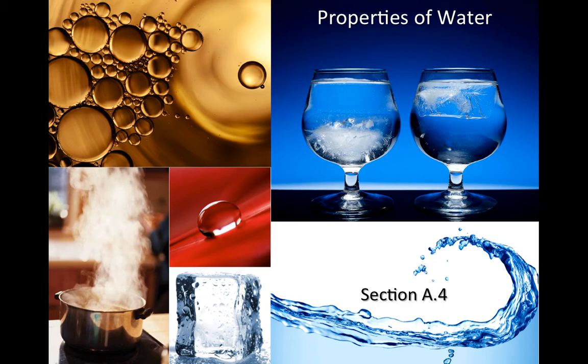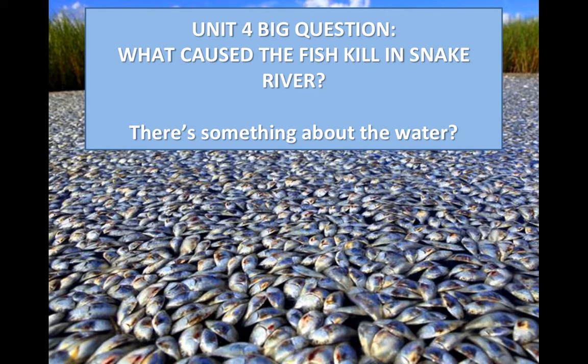Alright, today we're going to talk about the properties of water, which is located in section A4 of your textbook. Unit 4's big question is, what caused the fish kill in the Snake River? Well, there must be something about the water.